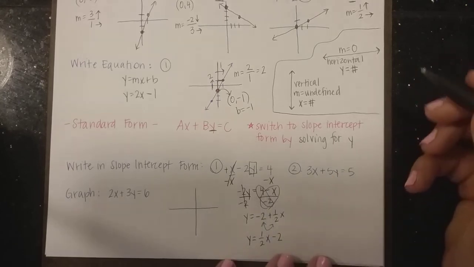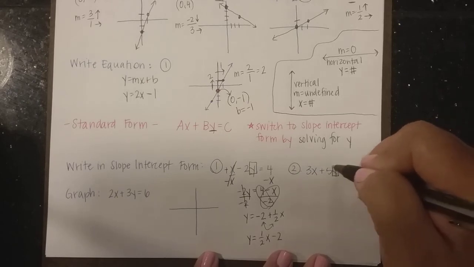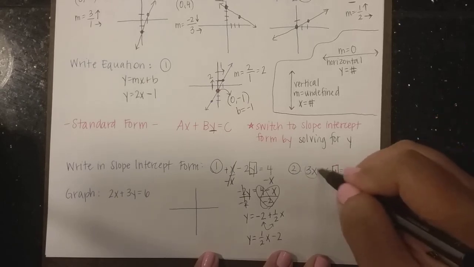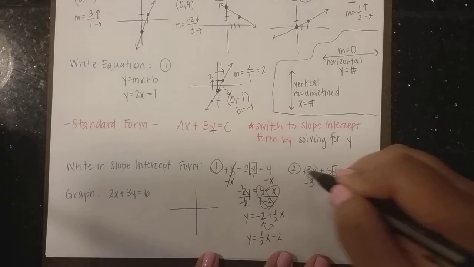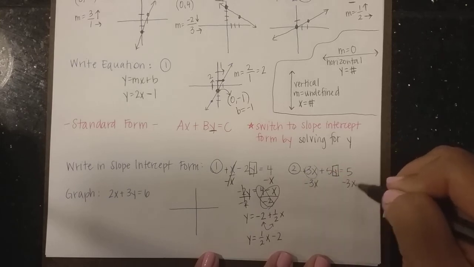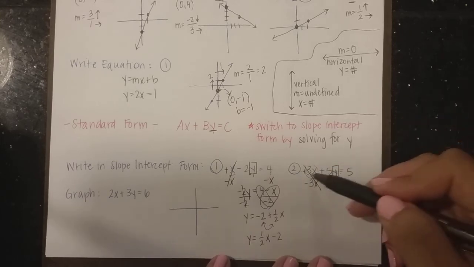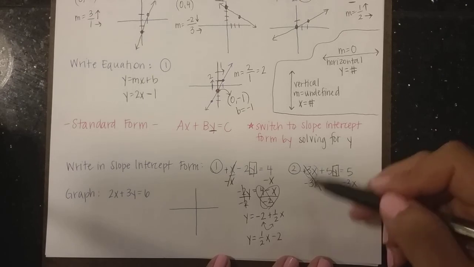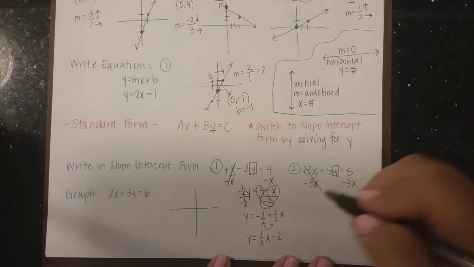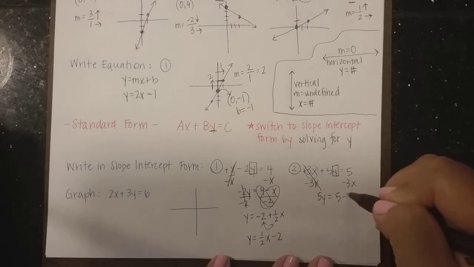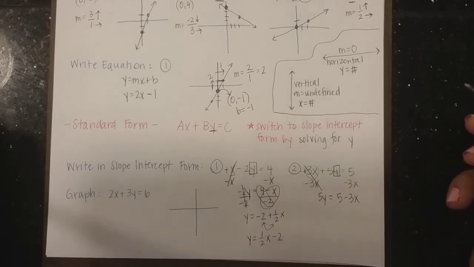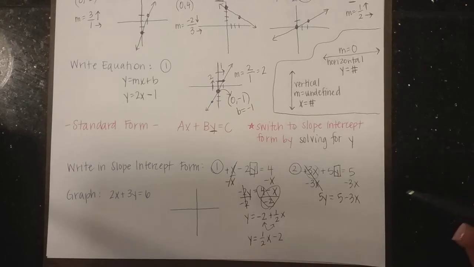Okay, and then number 2, same thing. So I want to get y by itself, so I'm going to start by getting rid of my 3x. So it's a positive 3x, so I'm going to subtract 3x from both sides. And I don't have to break the x apart. I don't care about getting the x by itself. I care only about getting the y by itself. So then we have 5y equals 5 minus 3x. Right? And again, I can't combine those, so we're just going to leave it.